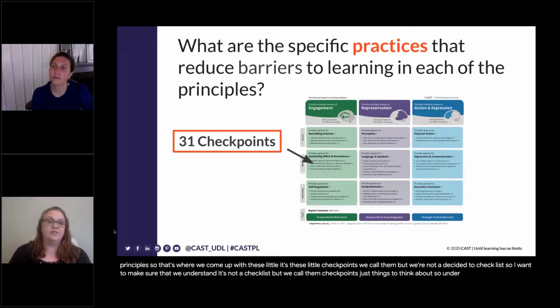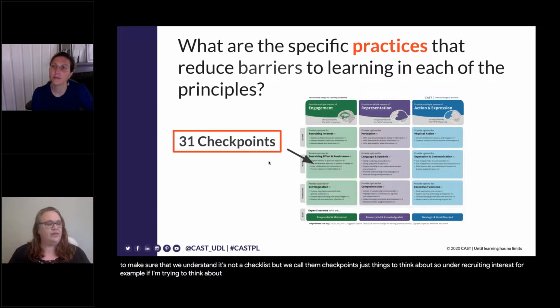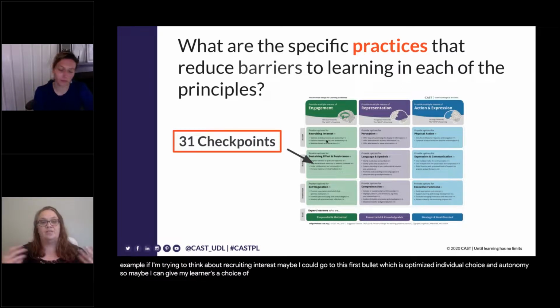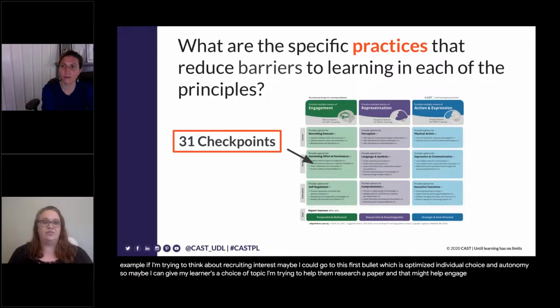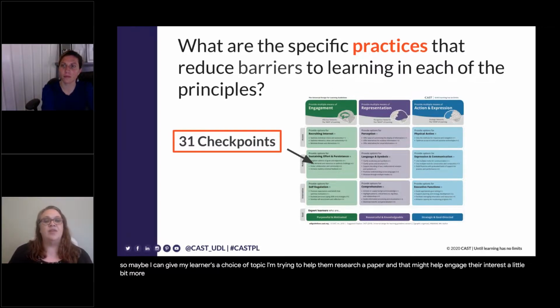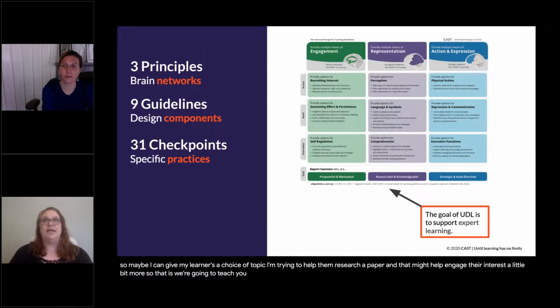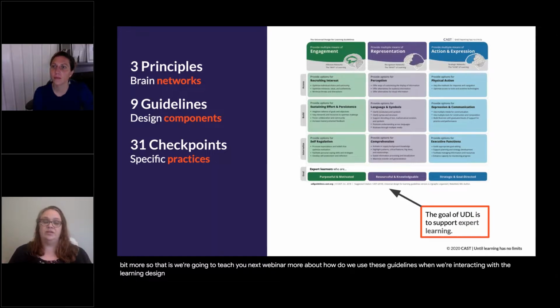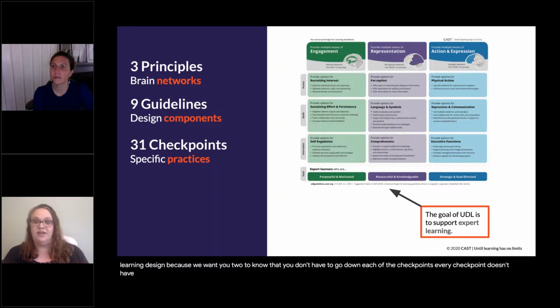So under recruiting interest, for example, maybe I could go to this first bullet, which is optimize individual choice and autonomy. Maybe I can give my learners a choice of topic if I'm trying to help them research a paper, and that might help engage their interest a little bit more. We're going to teach you next webinar more about how we use these guidelines when interacting with a learning design, because you don't have to go down each of the checkpoints. Every checkpoint doesn't have to be in every lesson.